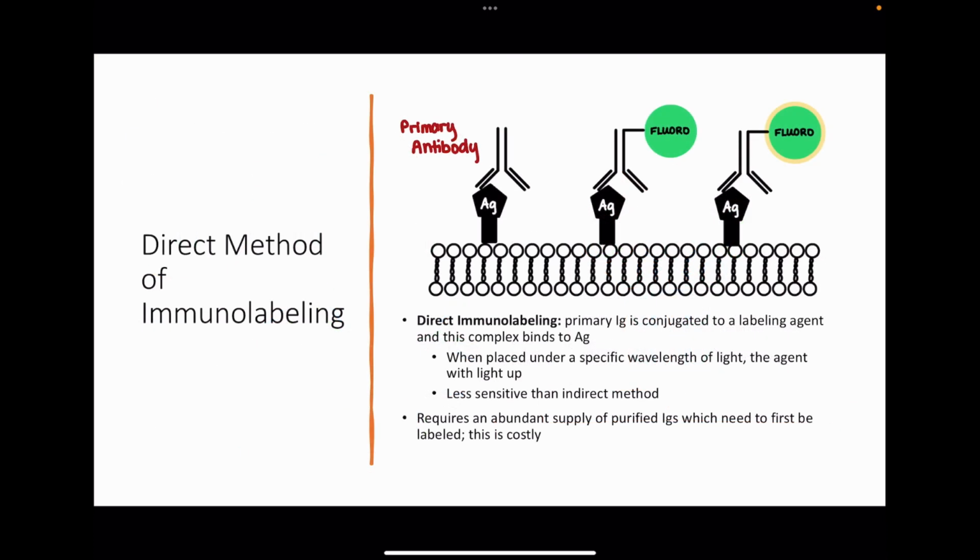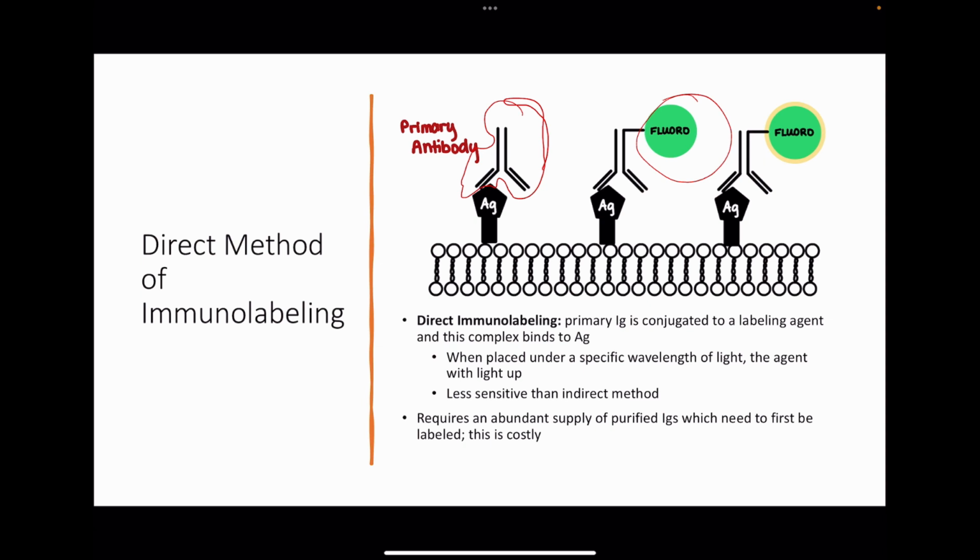Now that we have the basic knowledge and that refresher of the antibody structure and what an antibody really does, where it binds to, we can go a little bit more in depth between the direct and indirect methods of immunolabeling. So to start off, we have the direct method, and as I mentioned previously, we're taking this primary antibody. So we only need one antibody right here. We're taking that and binding it to a labeling agent. This labeling agent can either be a fluorophore or a chromophore.